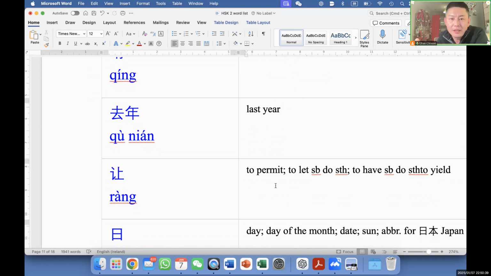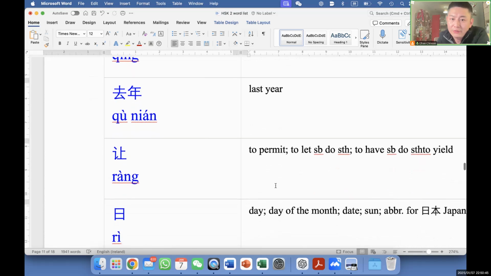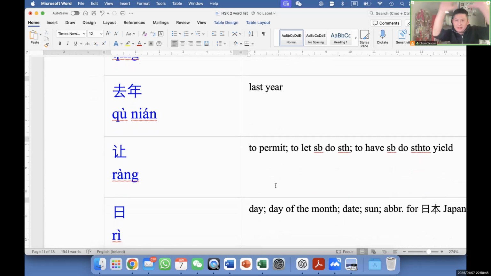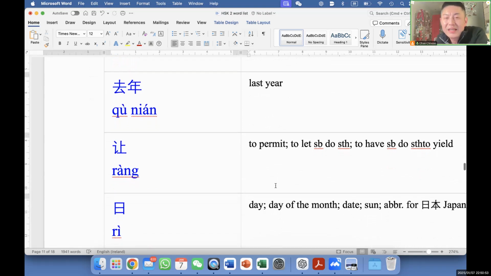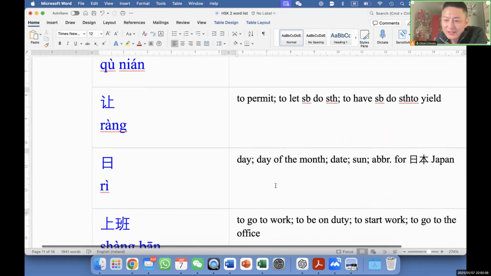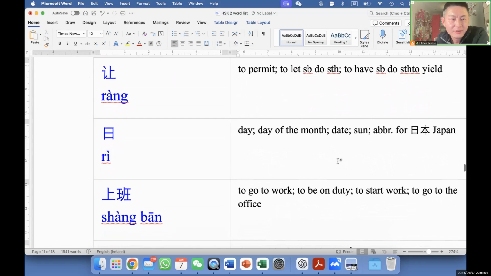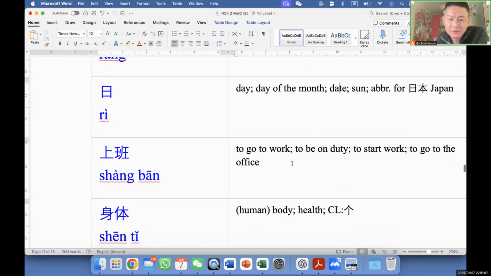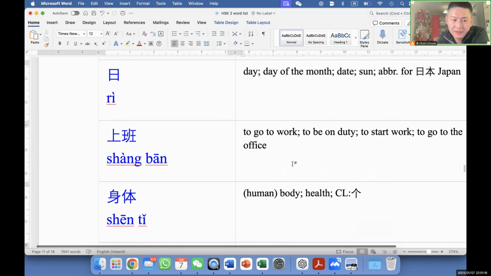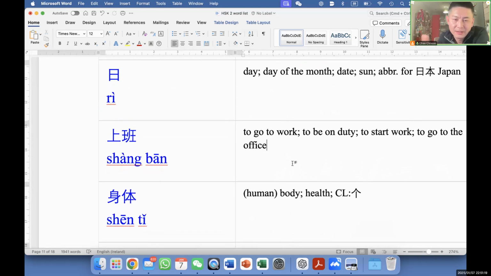让 is to make somebody, to let somebody do something, usually pretty polite. And also, if you're driving in China, you see a big sign that says 让, that means to yield or to give way. 让. 日 is the sun, or 日本, Japan. Date, day of the month, no problem. 上班, up. 班 means sort of work, a shift of work. And so to go to work, 上班. Like 上课, to go to class, 上班, go to work.